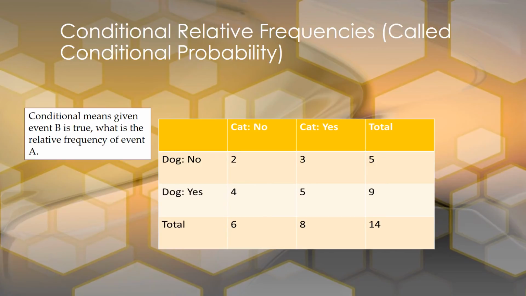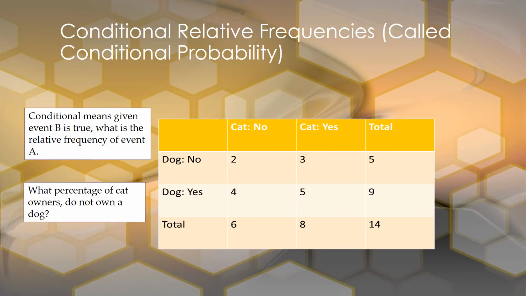Let's do another example of conditional relative frequencies. So say we want to know what percentage of cat owners do not own a dog. So now we're just going to focus on cat owners. Okay, not the whole sample. We're not concerned about anything else in the contingency table besides this column. So the event B would be the cat owners. So 8 cat owners. So that's our total sample size that we're looking at now. We're not looking at the total sample size of 14.